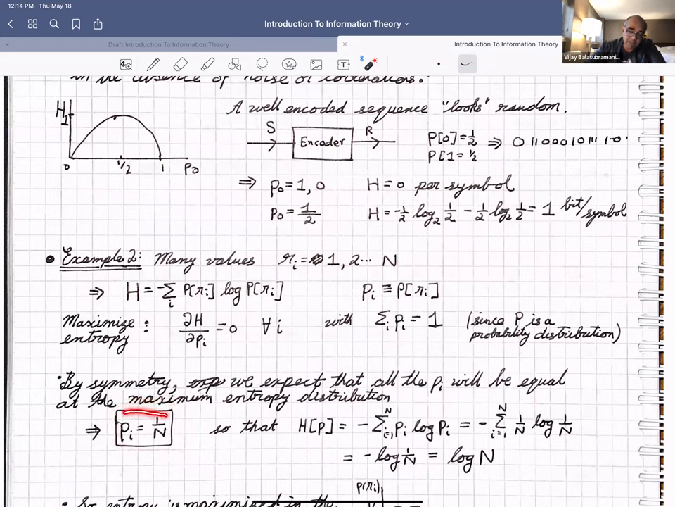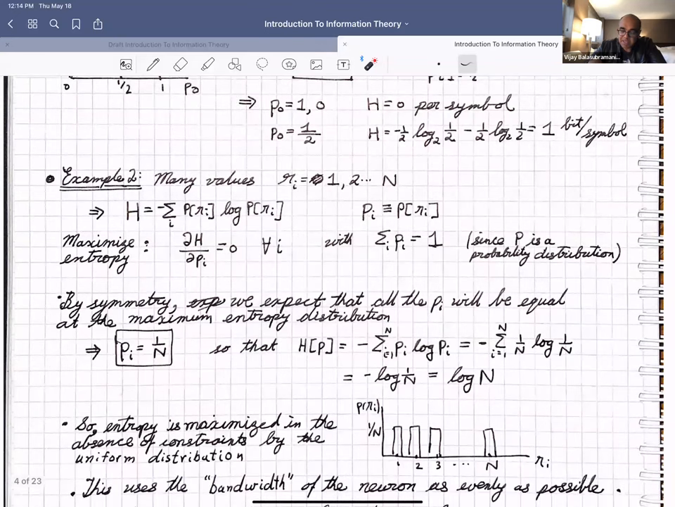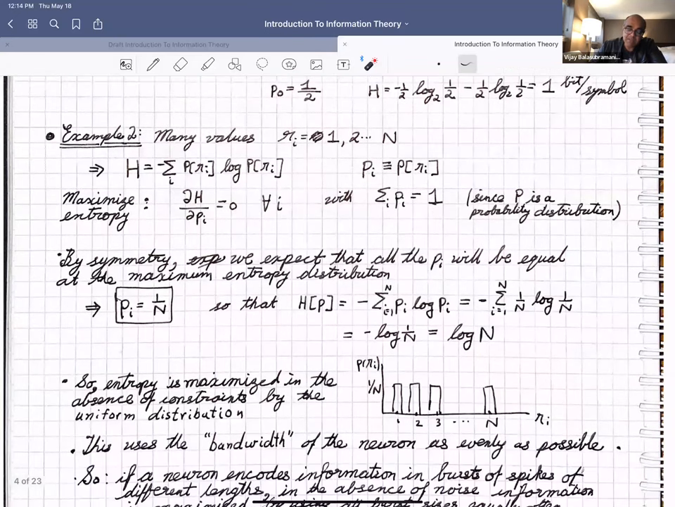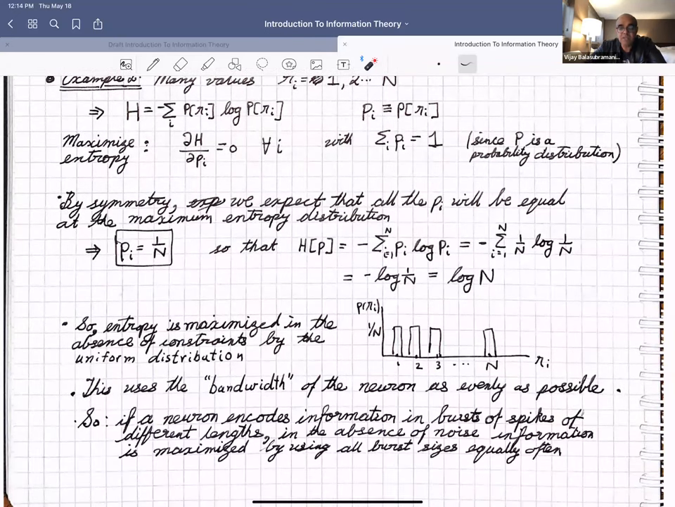And plugging in p_i equals 1 over n, you have minus the sum on i of p_i log p_i, and each of these p_i is 1 over n. So you get 1 over n log 1 over n, you sum it all up, and you'll find the answer is log n bits of entropy come out of the signal.